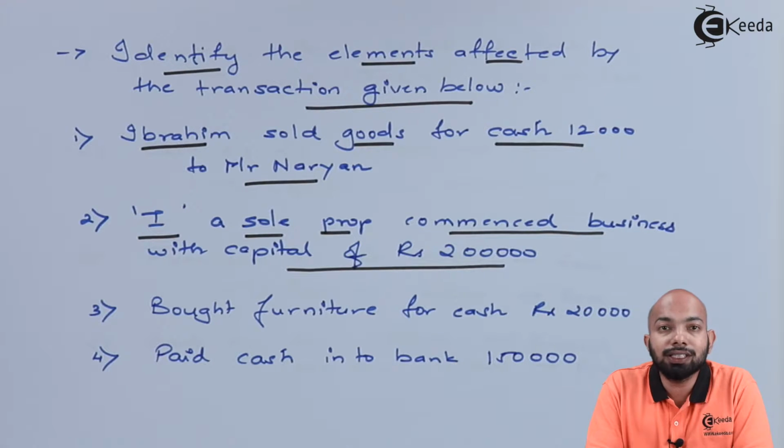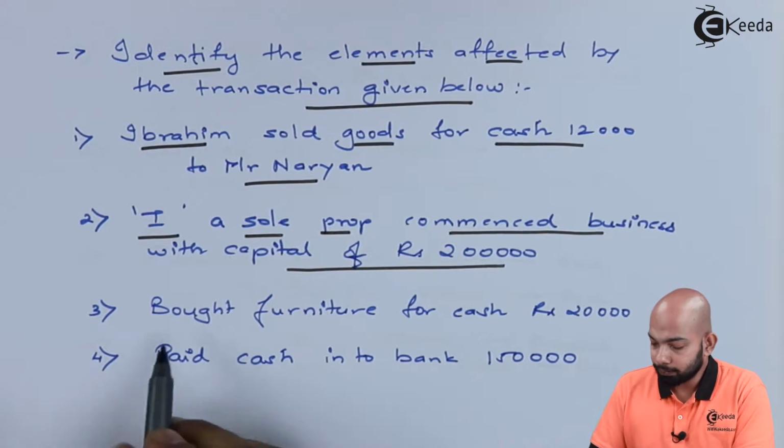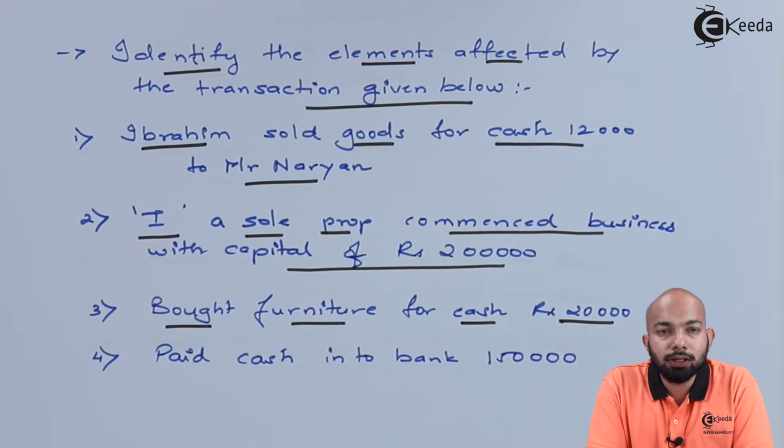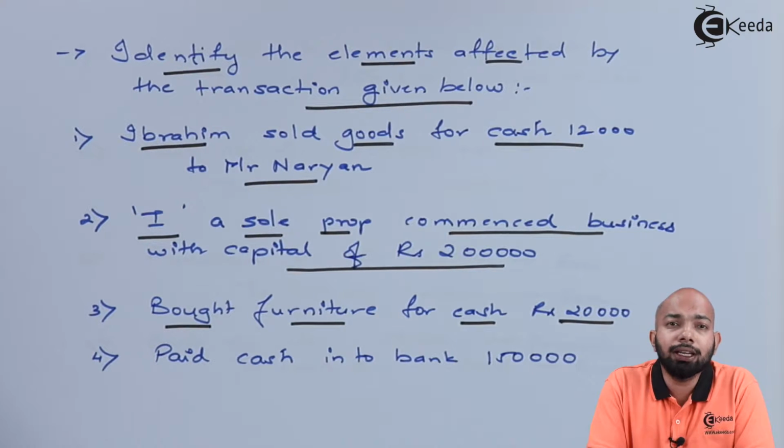Let's find out the third transaction for your reference. Bought furniture for cash worth rupees 20,000. Someone has bought furniture for cash rupees 20,000 itself. That means he has purchased an asset, and we have to pass a journal entry for that. So you have to pass the journal entry, classify the account that has been mentioned here, and we'll further segregate it into nominal account, personal account or real account. We'll categorize them and understand which transaction falls under which category.